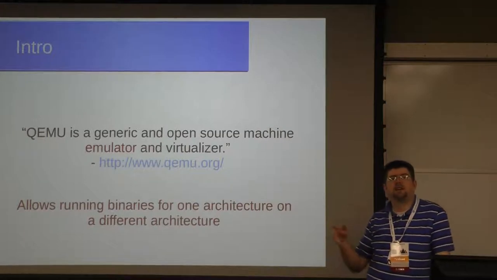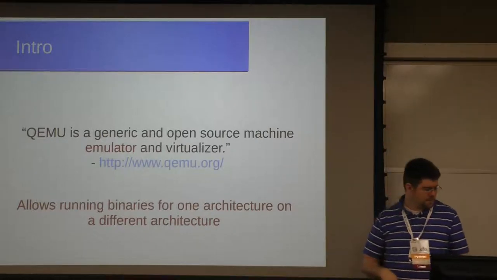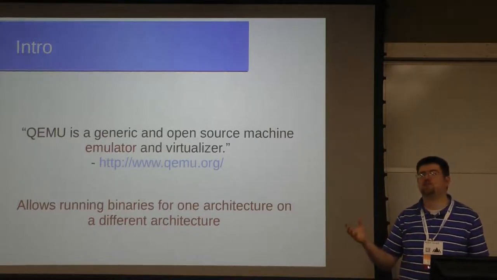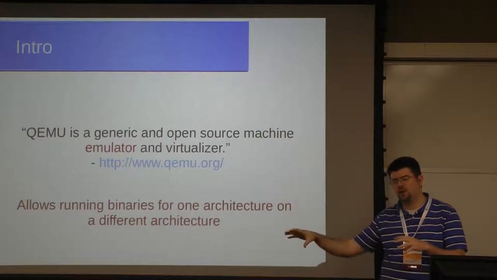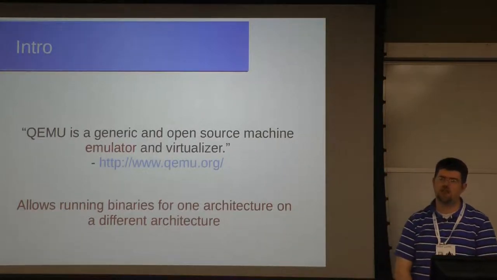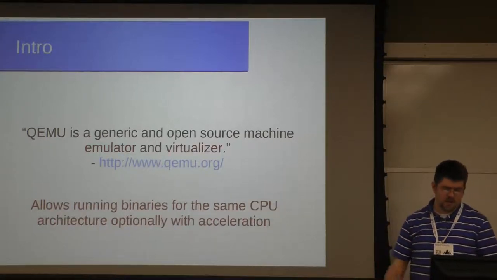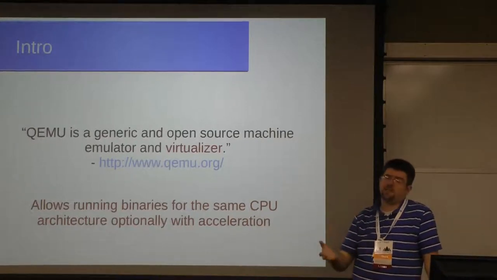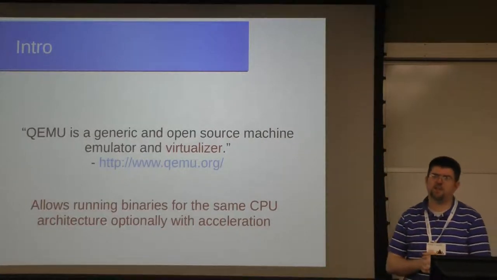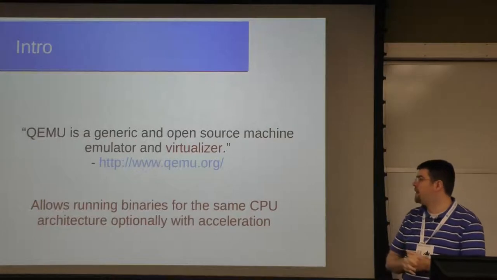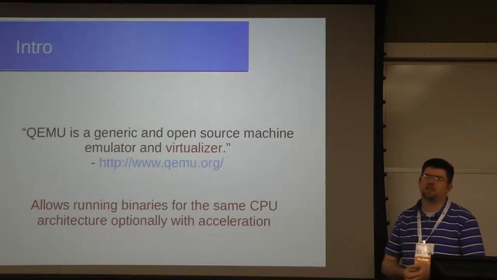Emulator: it allows for running binaries for one CPU architecture on a different architecture. So great for testing. Say if you're doing embedded development, it's great for running code for your embedded device on the workstation that you're actually doing work on, because most people aren't actually doing development on the embedded device because it's slower. And then virtualizer allows running binaries for the same CPU architecture, optionally with acceleration. There are multiple accelerators that are supported, and they've had other ones in there. If you've ever heard of QEMU, that was an accelerator that was available.